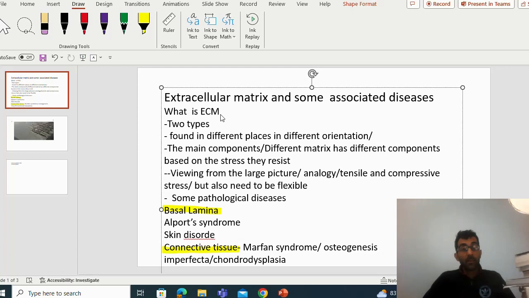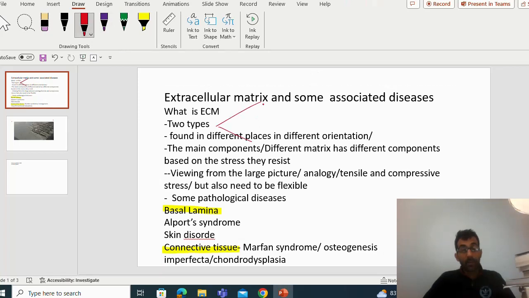So even though the matrix is stable, it's also dynamic. It's important and participates in signaling during the development of cells. There is an interaction during the signals between matrix and cell, so the cell is going to be migrating during the development. So we can classify the matrix into two types, basal lamina and the connective tissue.